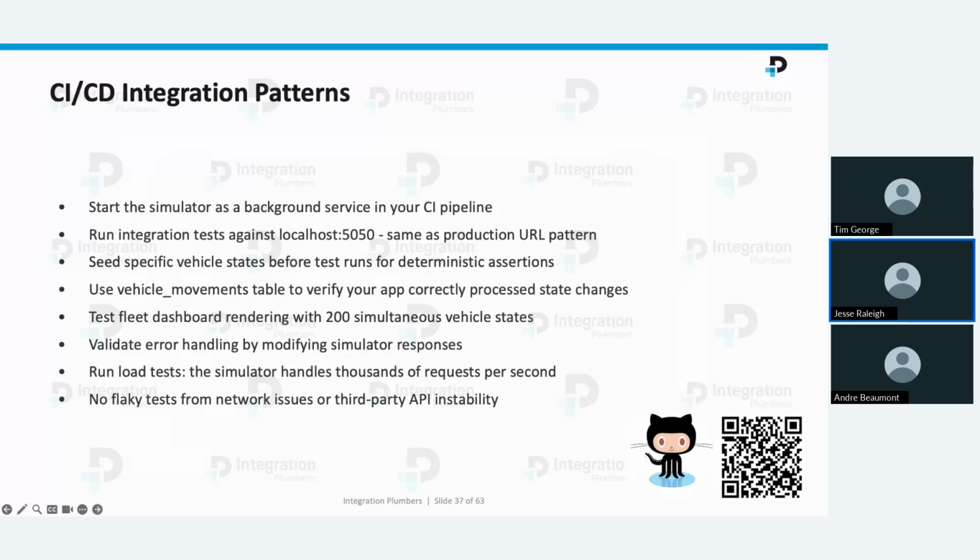Integrating the simulator into your CI/CD pipeline is straightforward. You start the simulator as a background service, run your integration tests against localhost on port 5050, and tear it down when you're done. Because there's no network dependency and no external API to contend with, your pipeline is deterministic. Tests don't fail because a third-party service had an outage or your internet dropped, and you're never blocked by rate limits. You can also seed specific vehicle states before each test run, which gives you full control over the test conditions and makes your assertions reliable and reproducible.